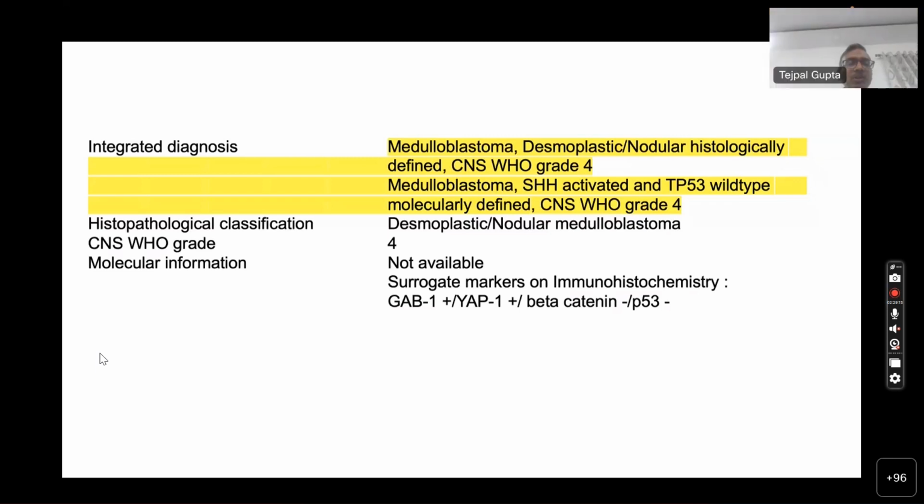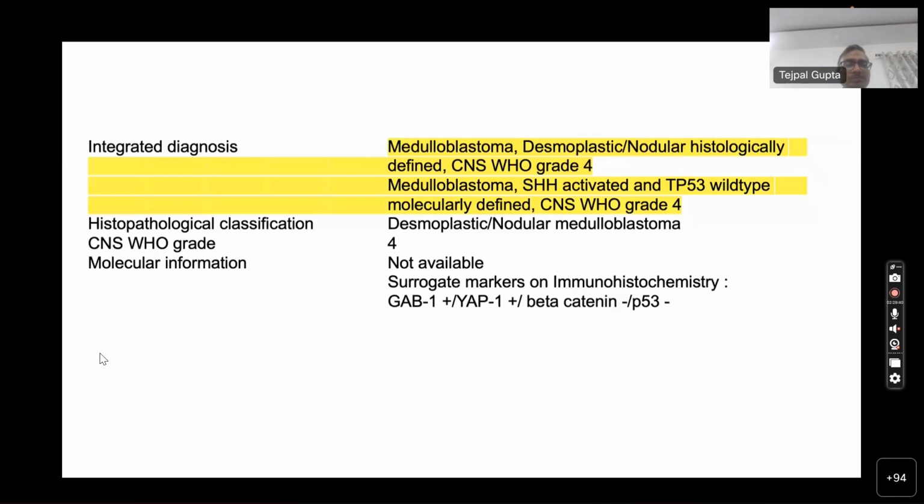I mean, we just don't come across this diffuse P53 positivity, and it's rare. Although the literature does describe that in 10% of SHH activated are TP53 mutant, but that's not our experience. We hardly get a very strong diffuse P53 positivity.